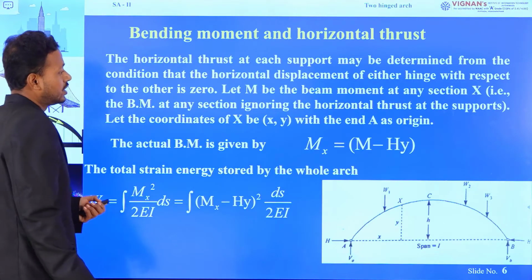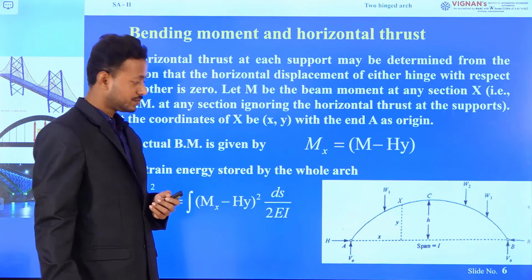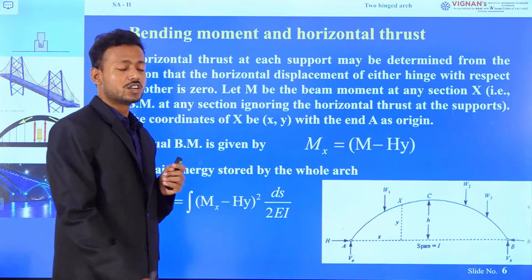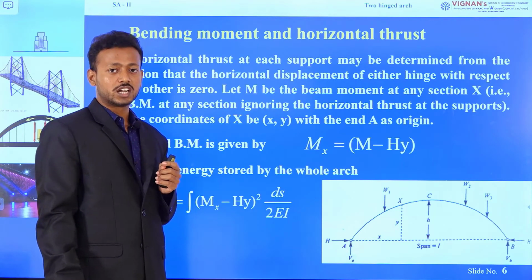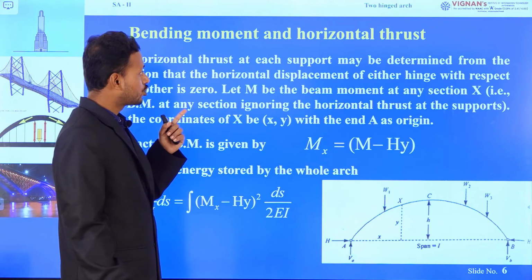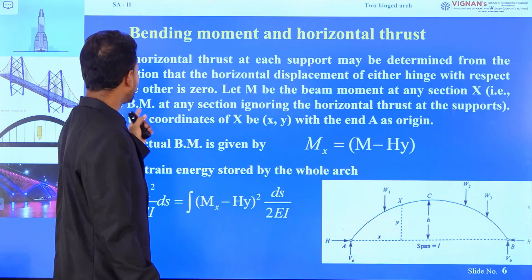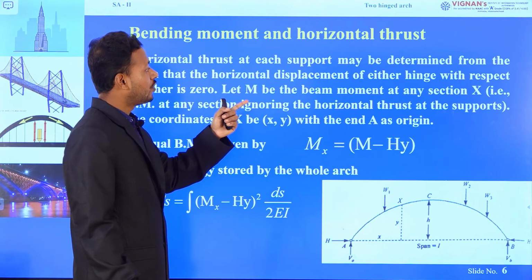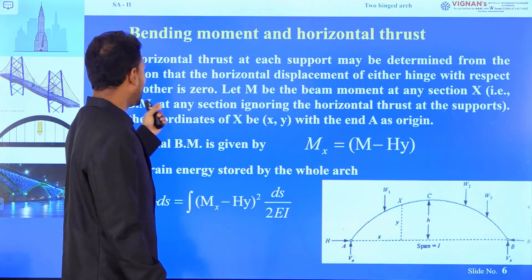Now, let us start the derivation. We have to assume the condition to evaluate the horizontal thrust. The horizontal thrust at each support may be determined from the condition that the horizontal displacement of either hinge with respect to the other is 0.